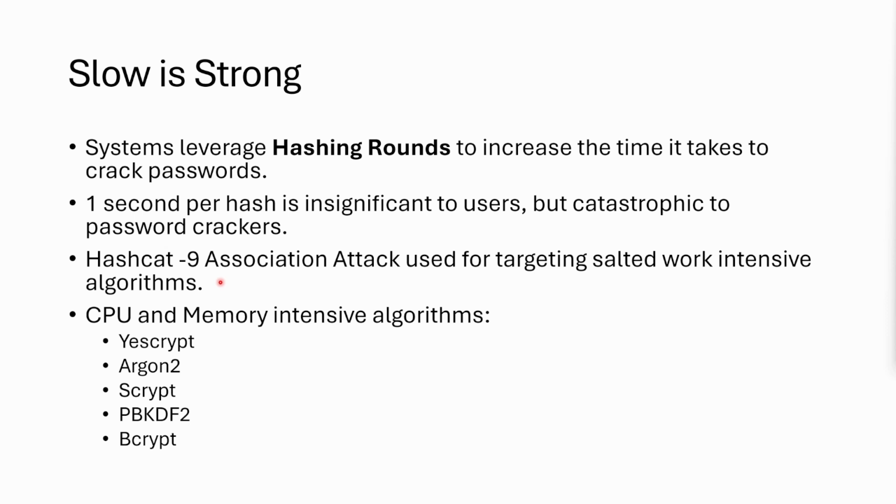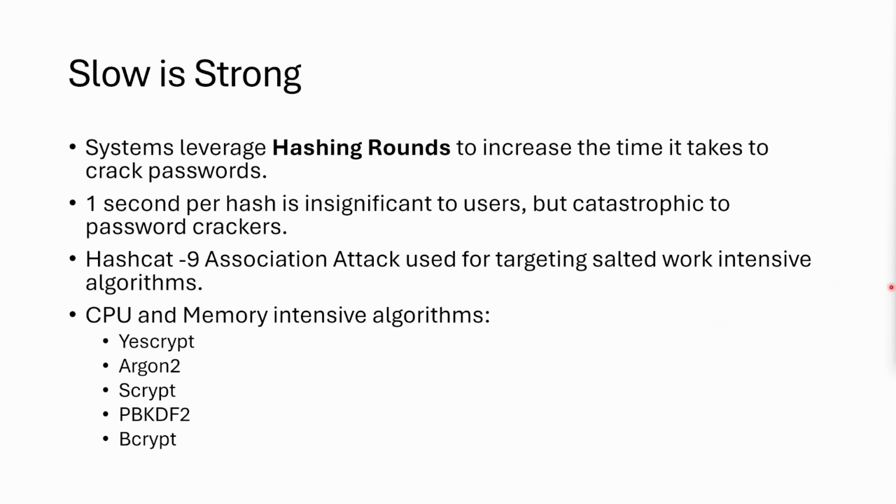It's the -9 association attack. This is used for targeting salted, work intensive algorithms, and some of them are down here. There's more every day, but at the time of recording, these are kind of the big players. Yescrypt, that's used on a lot of Linux. I think that's used on Kali. Argon2, scrypt, PBKDF2, and bcrypt. So those are some hashing algorithms that are fairly slow.